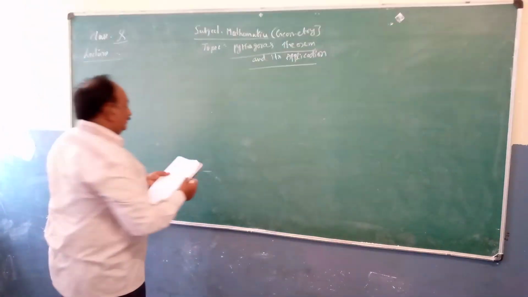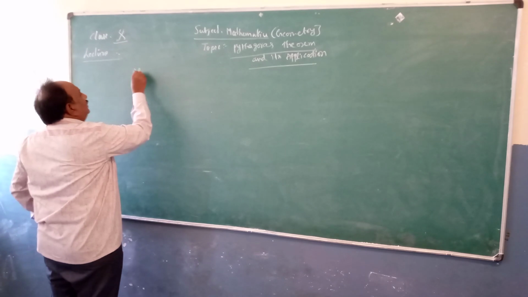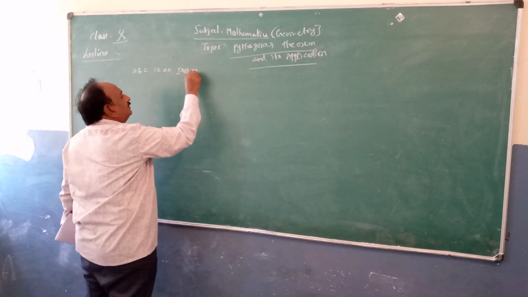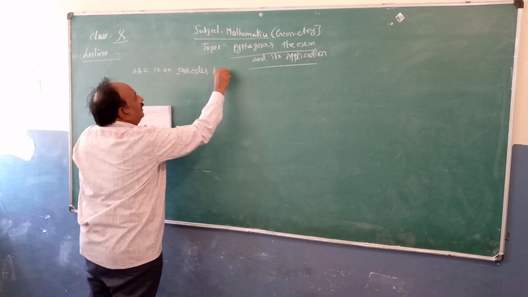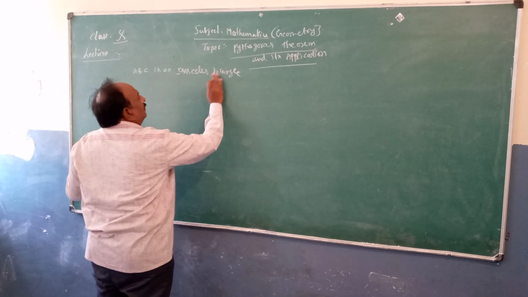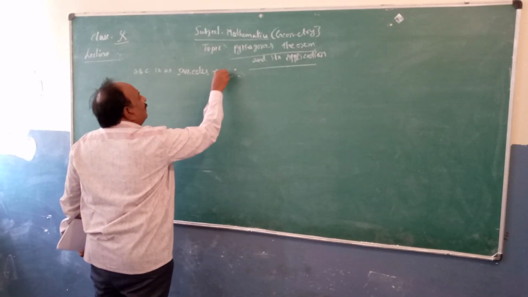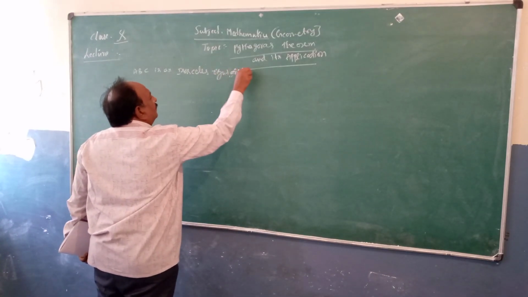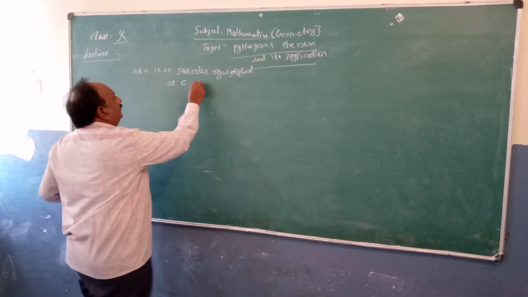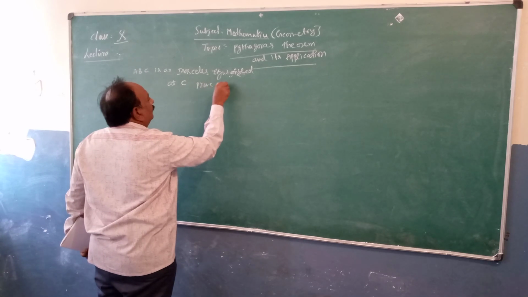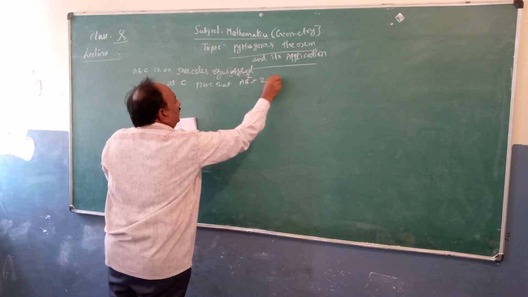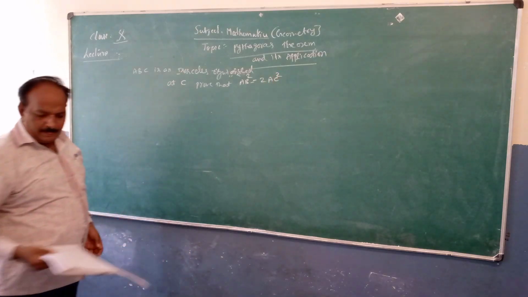In today's class, ABC is an isosceles triangle, right angle at C. Prove that AB square is equal to 2AC square.